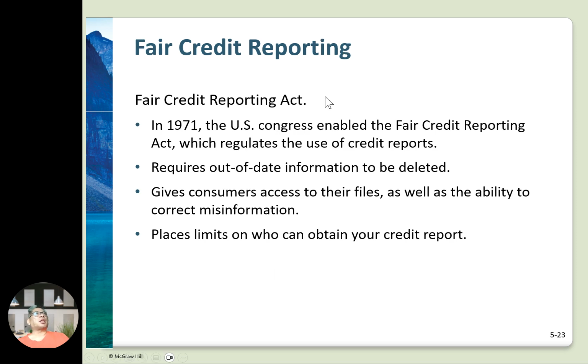The Fair Credit Reporting Act, 97. The U.S. Congress enacted the Fair Credit Reporting Act, which regulates the use of credit reports. It requires out-of-date information to be deleted, and gives consumers access to their file as well as the ability to correct information. It's the place where you can obtain your credit report.